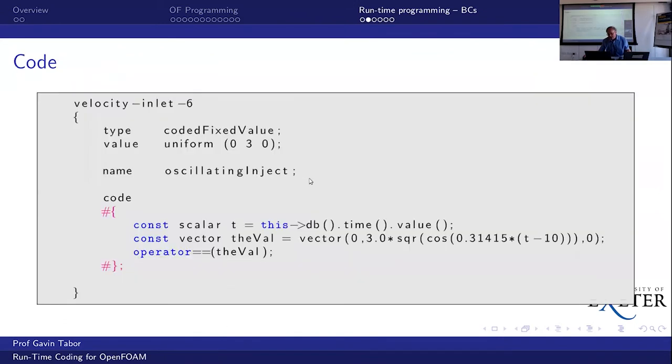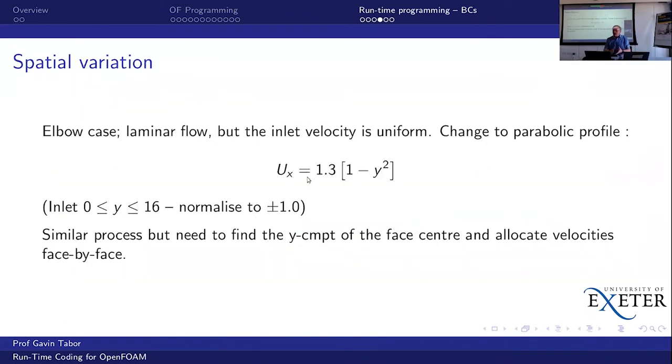So I thought, hey, I'd have a go at that. So let's change it to a parabolic profile. 1 minus y squared, that's my parabola. It took me a bit of juggling to actually find the overall dimensions of the inlet, but it's actually going from 0 to 16 in y values. So I've actually reassigned it to the middle and normalized it to be plus or minus 1.